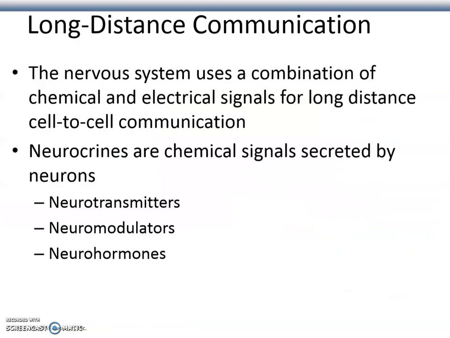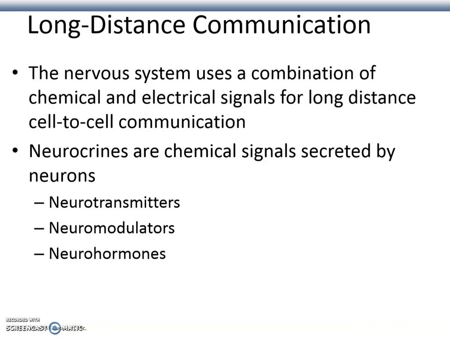So continuing here with long-distance communication, i.e. hormones, for example, or here long-distance communication in the nervous system. There you have really fast communication using electrical signals, or you can use chemicals for long-distance communication too, but it's much slower than electrical signals.